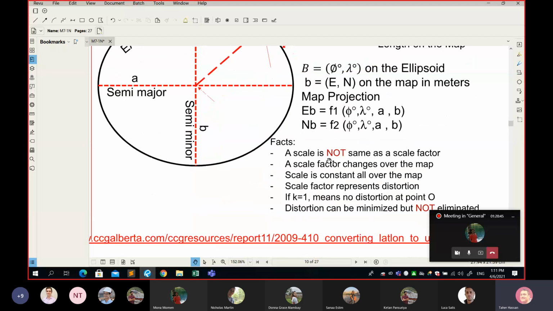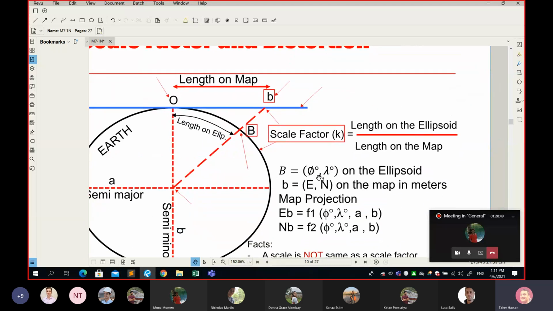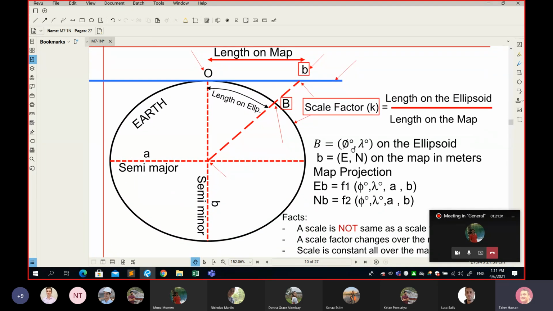Okay, so I'll talk about scale factor here because this is a kind of misconception. Some people simply mix up scale and scale factor, because in first year you learn about scale. Is the scale equal to scale factor? You will know that in a minute. But let me tell you things from a mathematical perspective.